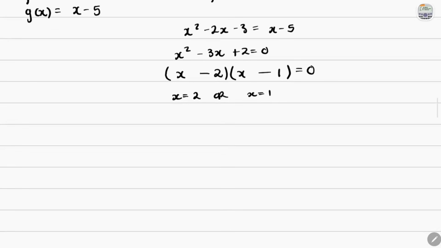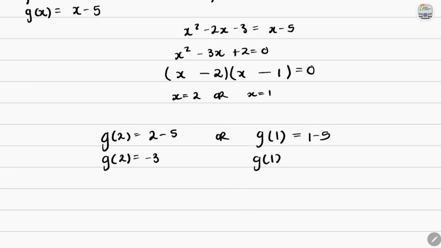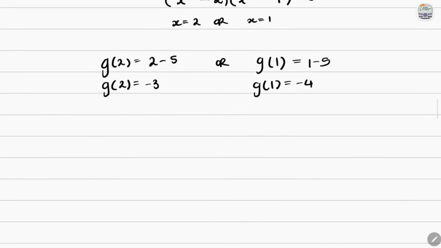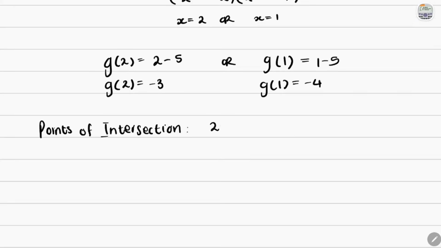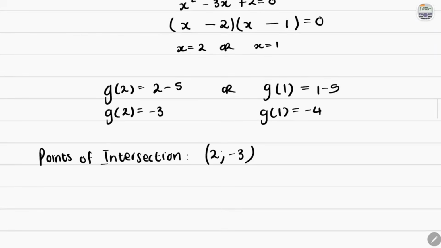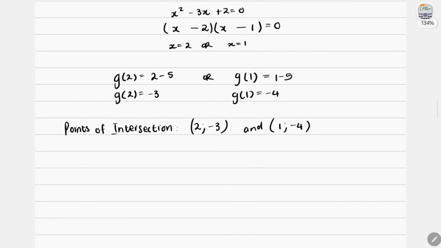Okay, so I'll use the graph of g because it's easier. I'll say g of 2 is equal to, and then it's 2 minus 5, okay, in place of x. So that is g of 2 is finally equal to negative 3, okay? Or, and then the second y value we have is g of 1. So that's the x value we have. So this is equal to 1 minus 5, and so g of 1 is simply equal to negative 4. Okay, so our points of intersection are 2 and negative 3. And here the x value is 1 and the y value is negative 4. Okay, so those are points of intersection.